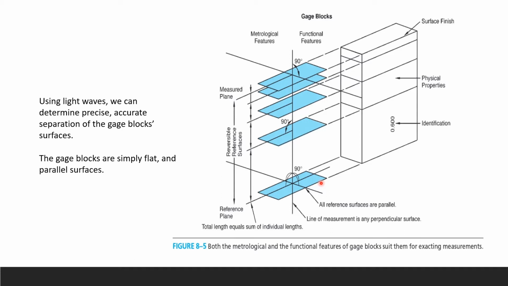And all reference surfaces are totally parallel to each other. And these are reversible reference surfaces. And here is your reference plane, and this is your measure plane, okay? So the total length equals the sum of your individual lengths. So here are your gauge blocks. The total length is the same as the sum of each block length. It's a simple combination. You sum them up by stacking them together. So that's how you measure by using gauge blocks.